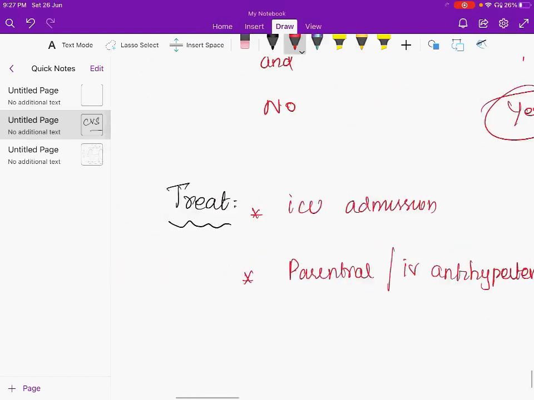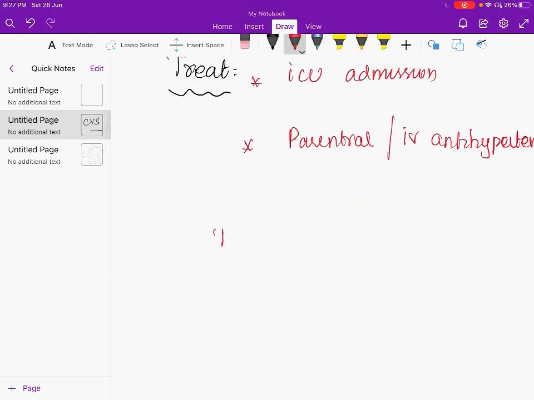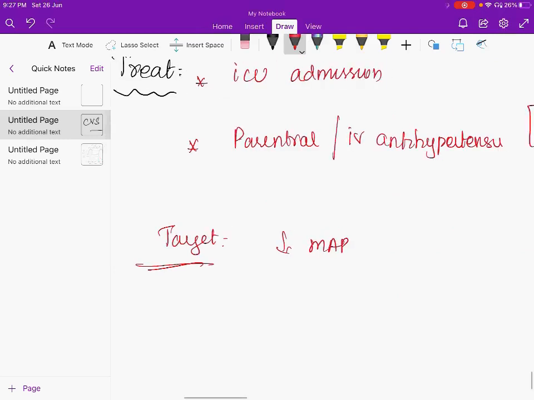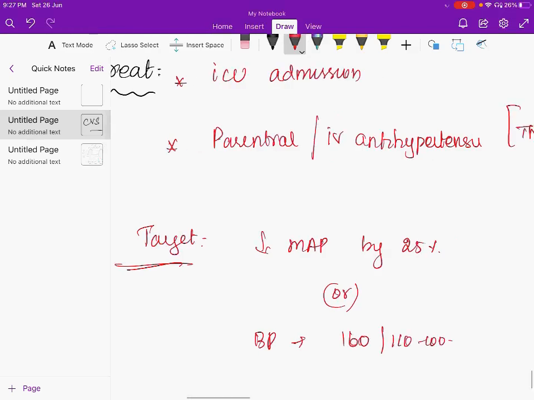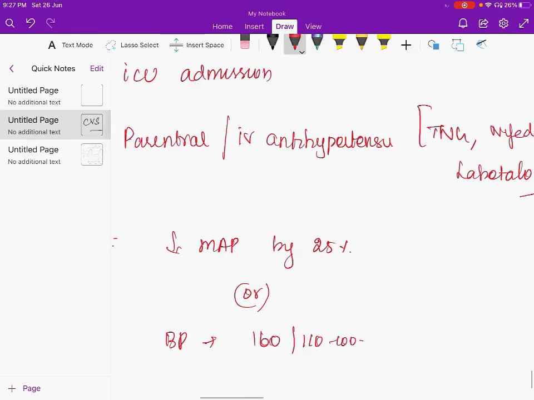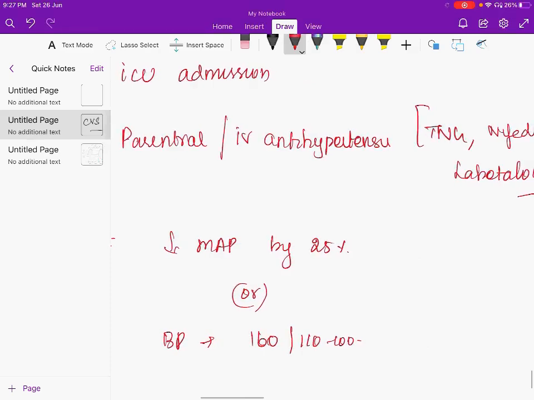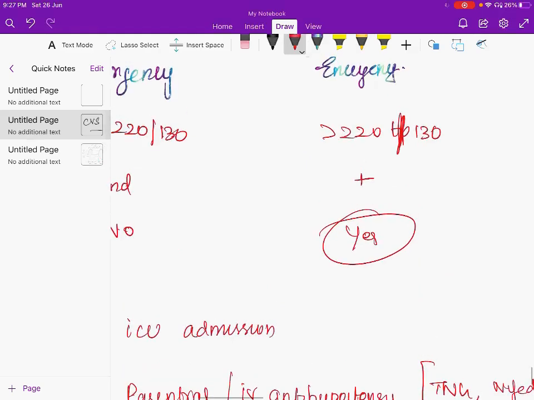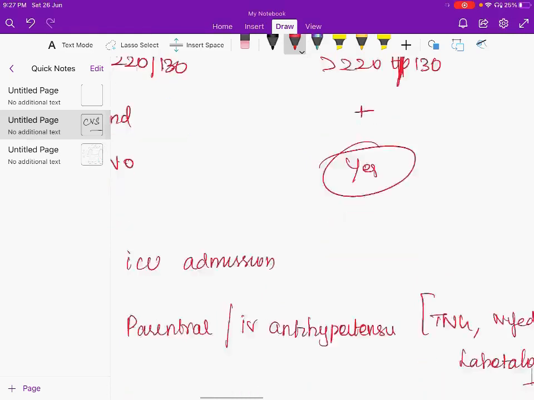Okay. So how to treat? How much to treat? With the target of reducing your mean arterial pressure by 25%, or bringing your BP down to 160 over 110 or 100. So why should you not reduce to normal BP? If the patient is presenting to you with a BP of 220, you should not bring it to 120.